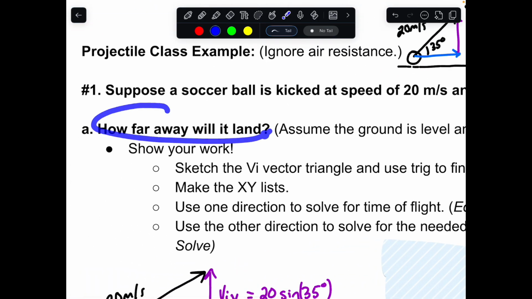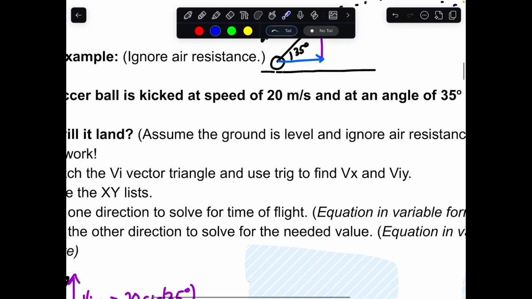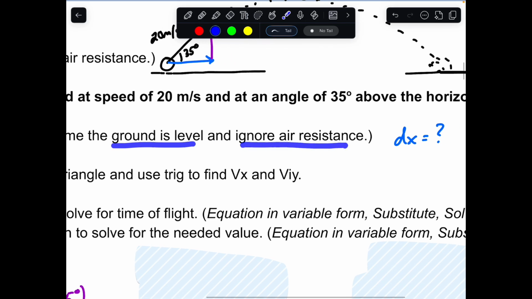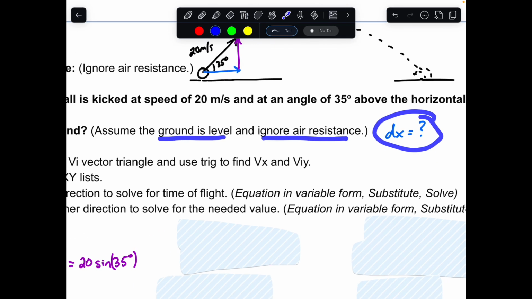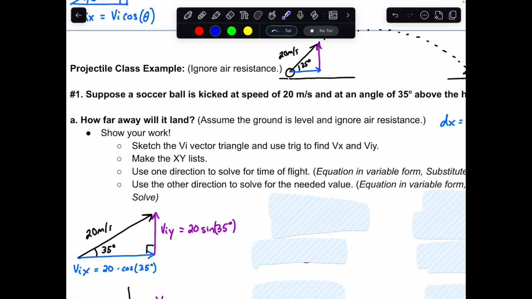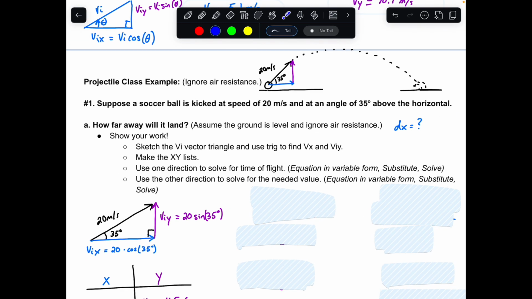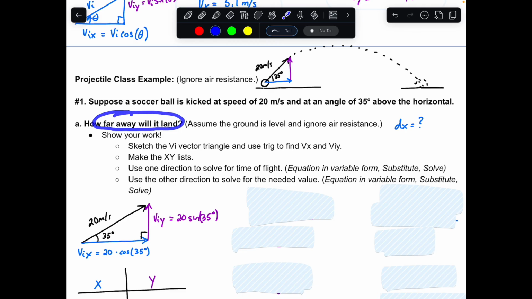Questions like this, we can answer, like how far away will it land? The ground is level, and we'll ignore air resistance. We're going to solve for dx, okay? The best way I found to do that is to follow these steps. Sketch our triangle, find our vx and vy, make our xy list, solve for one of those to find the time of flight, and then use the other component, either x's or y's equations, to solve for what we're looking for. I know this is how far away, it's a distance, so it's going to be a dx that we're looking for in this case. All right, so let's get started.